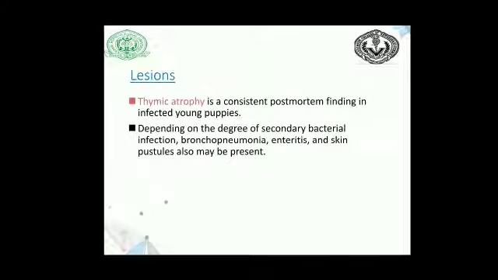Moving on to lesions. The most important lesion we will find is thymic atrophy, that is the reduction in the size of the thymus, which is a consistent postmortem finding in infected young puppies. Depending on the degree of secondary bacterial infection, bronchopneumonia, enteritis, and skin pustules may also be present.